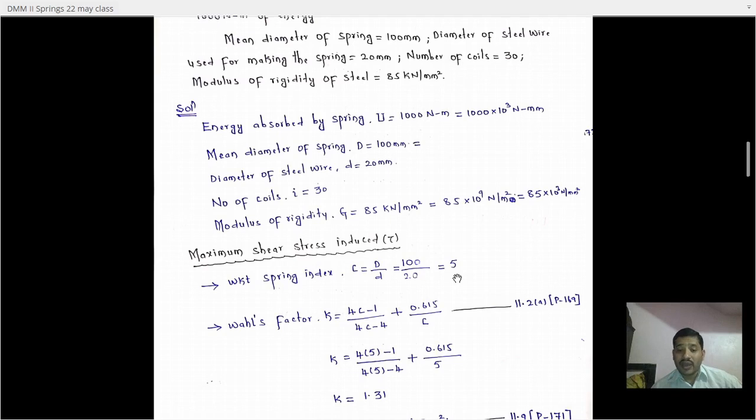After getting the spring index value, we have to go for Wahl's factor formula. The Wahl's factor formula is K equal to (4C minus 1) divided by (4C minus 4) plus 0.615 divided by C, where C is the spring index. Refer to page number 169, equation 11.2a, from the Design Data Handbook by Mahadevan.